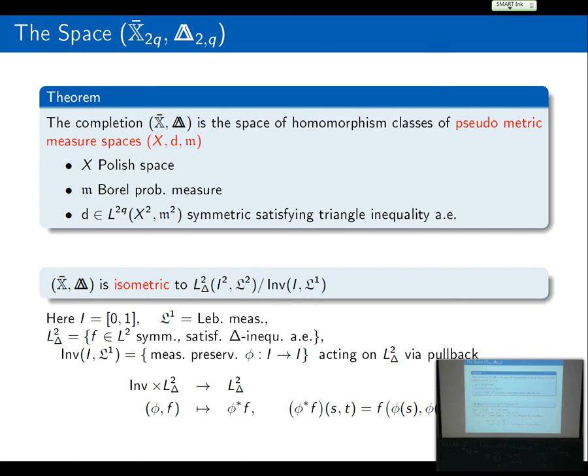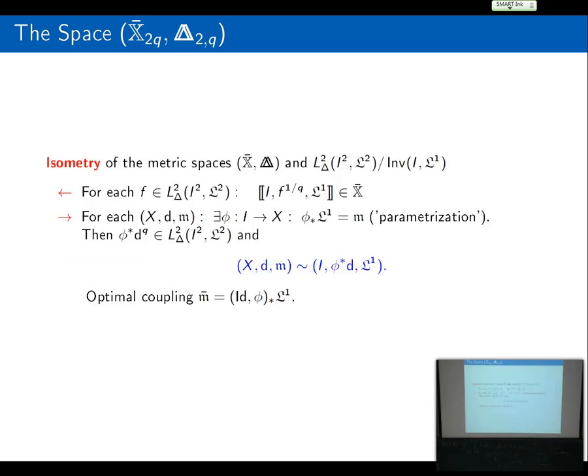And why is this space isometric? So these are now two metric spaces, and we want to prove that they are isometric. Of course, this is now not a real proof. A proof has to take into account more precise arguments, but this is a more intuitive argument for why one can understand this isometry.